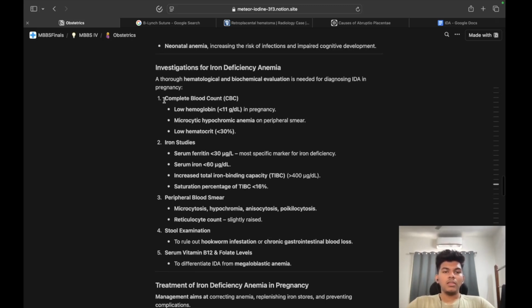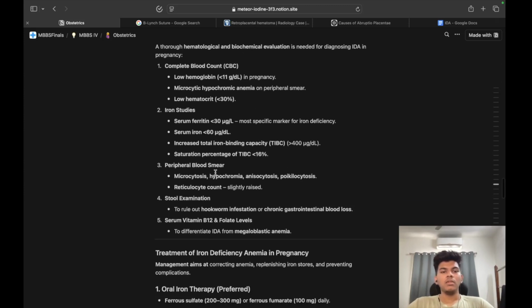So CBC shows low hemoglobin, less than 11 gram per deciliter, microcytic hypochromic anemia, and low hematocrit. Overall, these are the features of iron deficiency anemia in general. Then iron studies: serum ferritin less than 30 microgram per liter, serum iron less than 60 microgram per liter, so decreased here, and increased TIBC greater than 400 micrograms per deciliter.